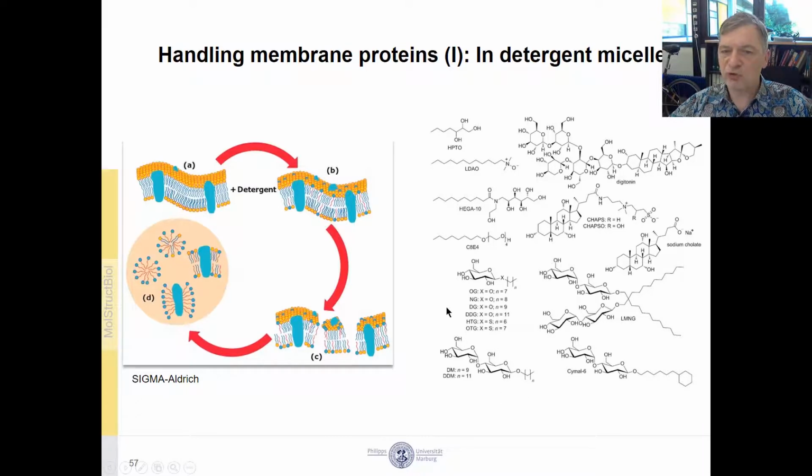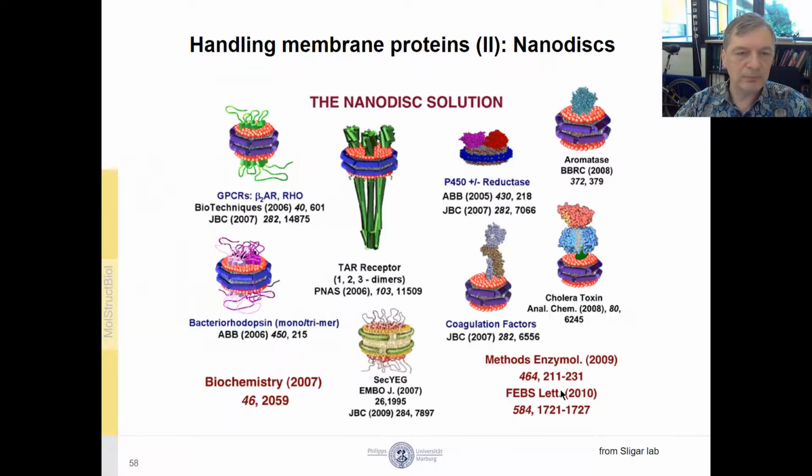Some of the other ones are synthesized especially on purpose for structural biology applications or for membrane protein biochemistry. That makes membrane protein research a pretty expensive bit of research. However, there are also other ways to handle your membrane protein nowadays, because biochemists spend money, and membrane biochemists spend even more money.